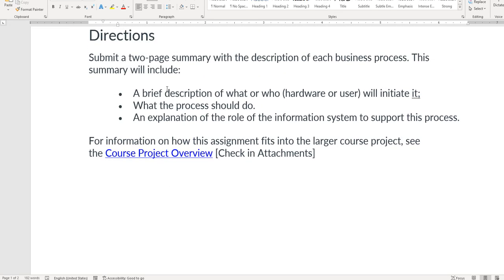Then, explanation of the information system to support these processes. When we use all these business processes, if we want to implement an information system to support all those business activities that are mentioned, all the 9-10 activities, what could be the role of the information system? How the information system can support those business processes should be explained.